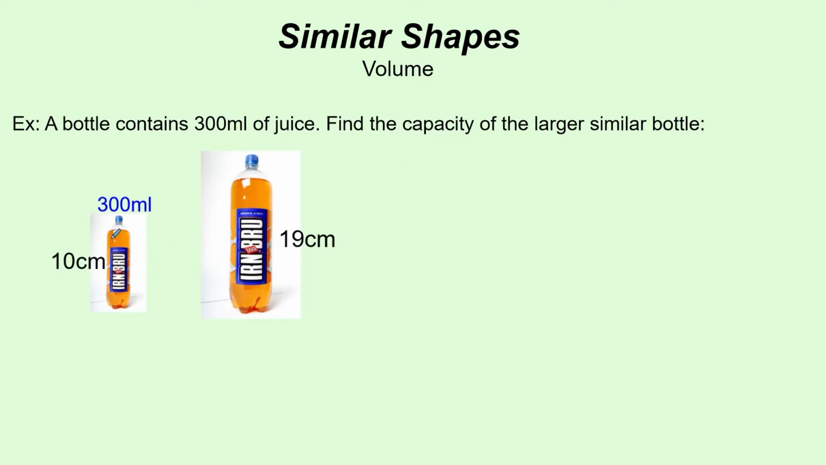When we start off, all we can compare is the height of the bottles. That's the only two common pieces of information we have. The larger one is 19, the smaller one is 10. We're looking for the capacity of the larger one, and we're going to start off by comparing the lengths. So we get an enlargement length scale factor, 19/10. You could write that as 1.9 as a decimal, or leave it as 19/10. It's going to be a calculator question anyway. To convert that length scale factor into a volume scale factor, we're going to take that number and cube it.